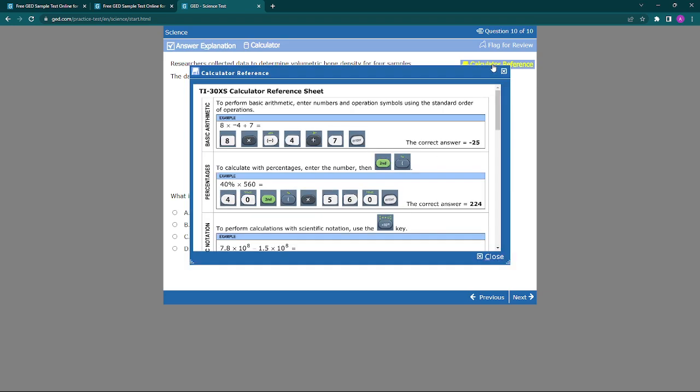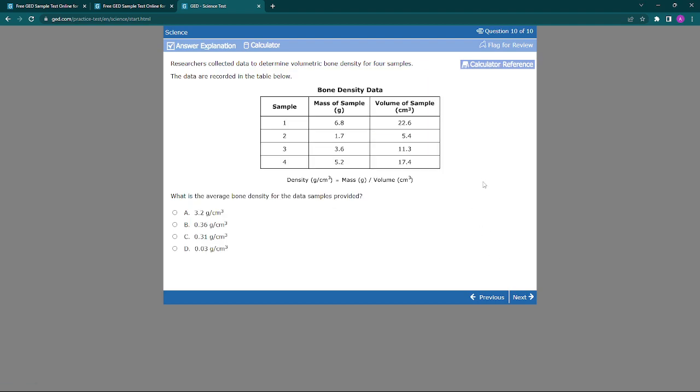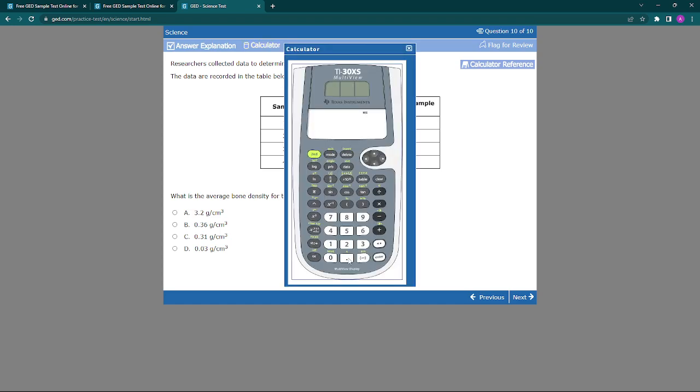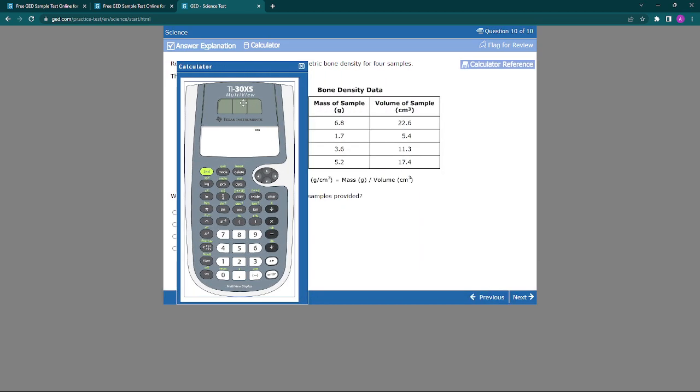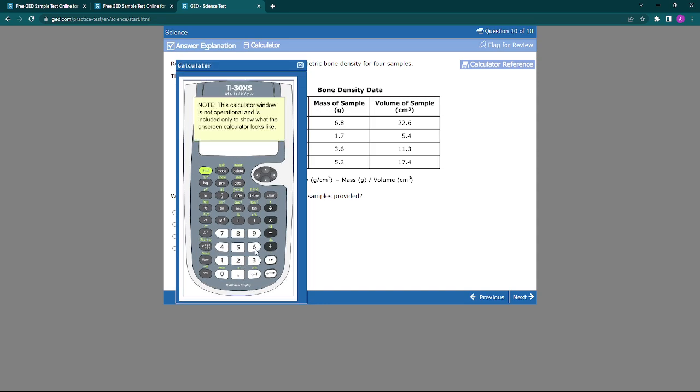Let's see, can we do a calculator reference? Calculator. So 6.8 divided by 22.6, because that's the density. We could just look at the density of sample 1. So 6.8 divided by 22. Oh, jeez. Okay, you can't really. Oh, that's ghetto. The calculator is not operational. Are you kidding me? I have to do this on my own.